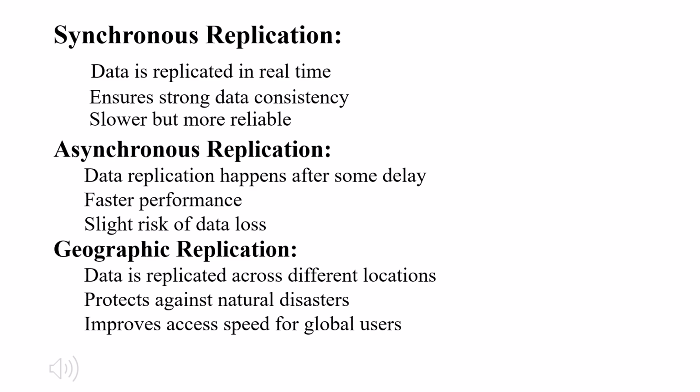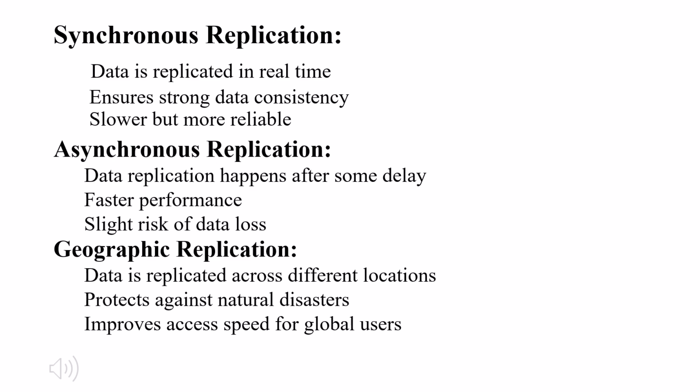Next, asynchronous replication. In asynchronous replication, data is replicated after a certain delay. The main system continues processing without waiting for replicas. It provides faster performance. There is a slight risk of data loss if the primary system fails before replication completes. Commonly used where performance is more important than strict consistency.